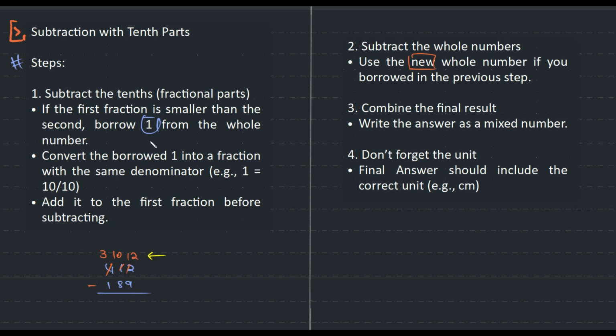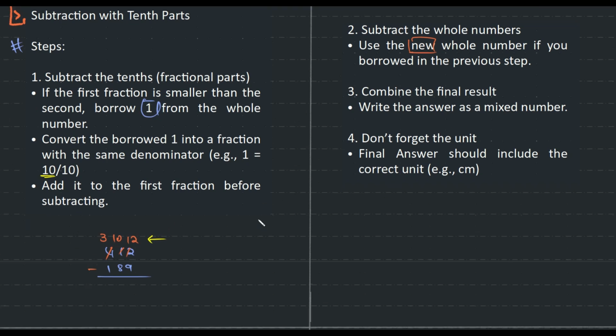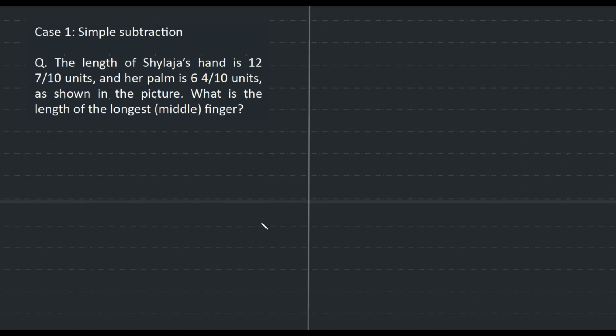One is when we are borrowing, you will get a new whole number, and when we borrow, 10 units are added to the fraction part. Then combine the final result, and don't forget the units. So let's have a look at a simple example.